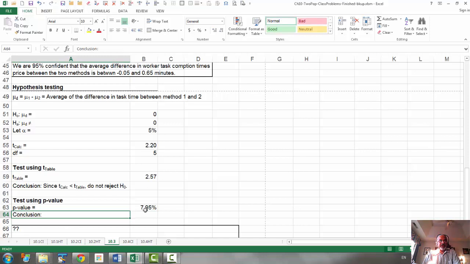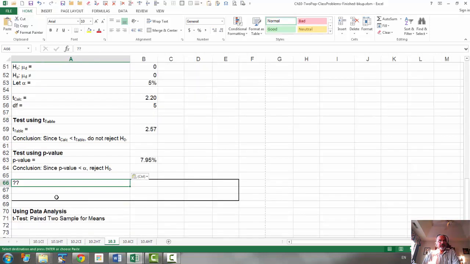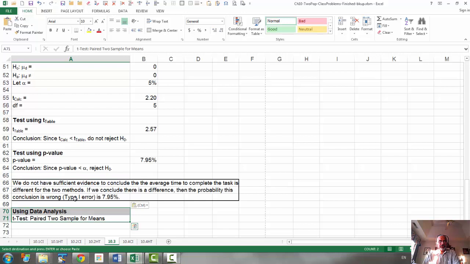So now since the p value is greater than alpha, we cannot reject the null hypothesis. So we can say we do not reject the null hypothesis. We do not have sufficient evidence to reject the null hypothesis. And if we did reject the null hypothesis, then the probability of type 1 error will be 7.95%. So that will be our interpretation: we do not have sufficient evidence, and the type 1 error is 7.95%.